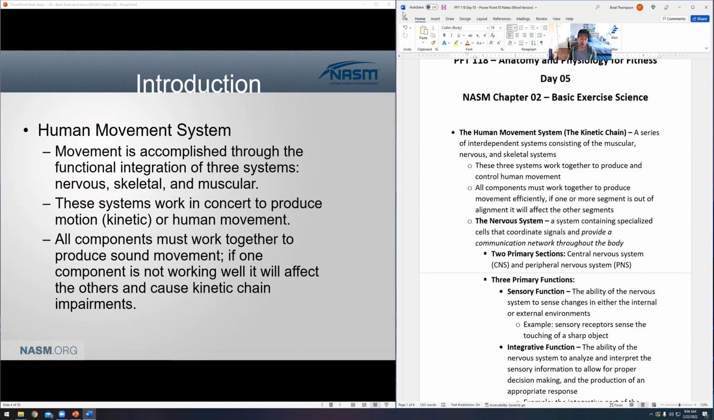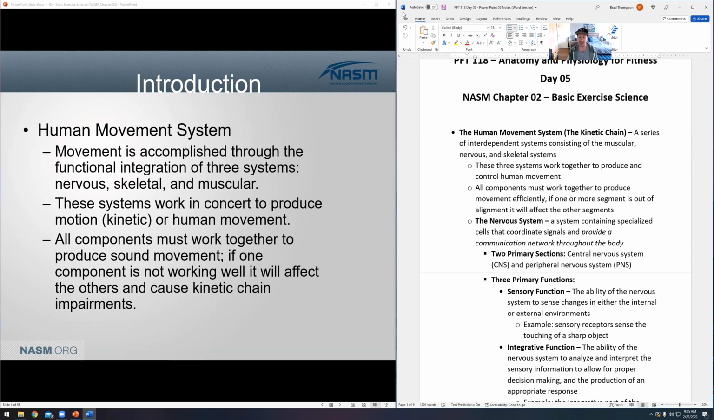If you just have poor movement patterns, your nervous system doesn't know how to do things properly. It's going to tell the muscular system to move the wrong way. And then that's going to move the skeletal system the wrong way. And that will also lead to impingement and all kinds of other problems, right?